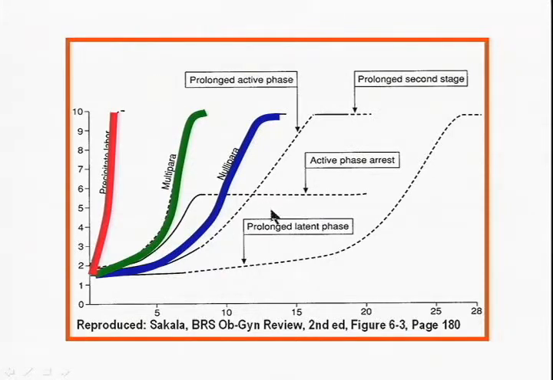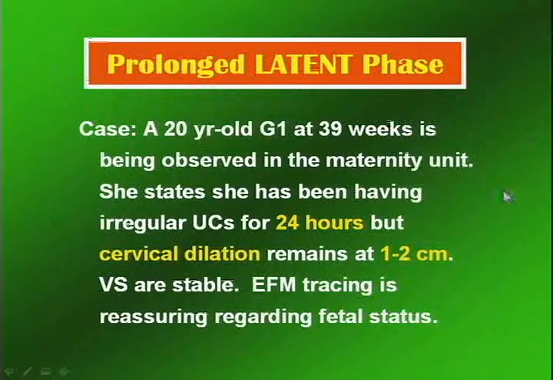Okay, let's look at the various kinds of abnormal labor. We can have prolonged latent phase. We can have active phase arrest. We can have prolonged active phase, and we can have prolonged second stage. Let's start out with prolonged latent phase.